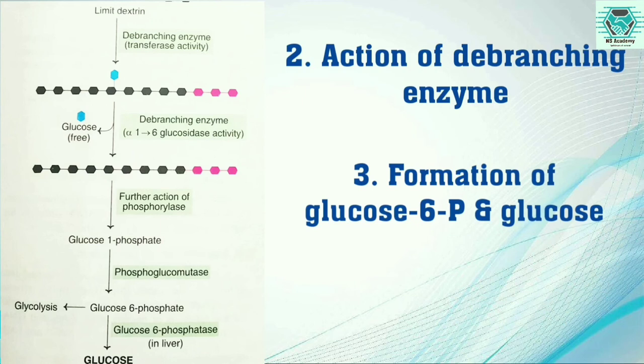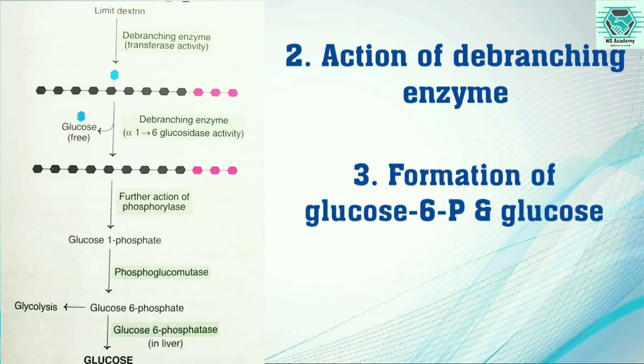Through the combined action of glycogen phosphorylase and debranching enzyme, glucose 1-phosphate and free glucose in a ratio of 8:1 are produced. Glucose 1-phosphate is converted to glucose 6-phosphate by the enzyme phosphoglucomutase. The fate of glucose 6-phosphate depends on the tissue.